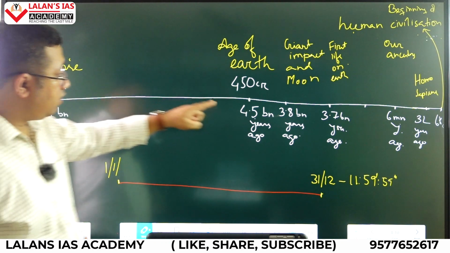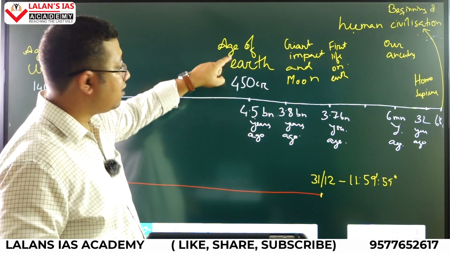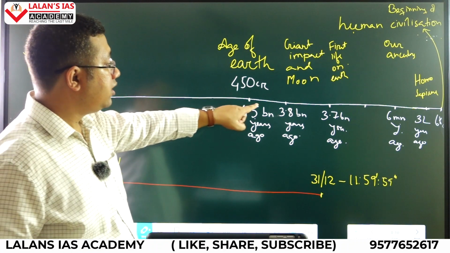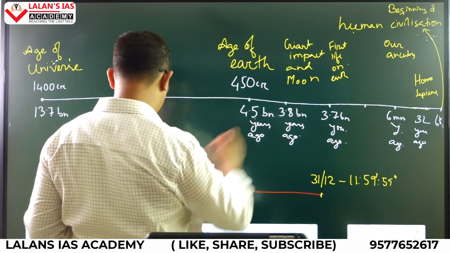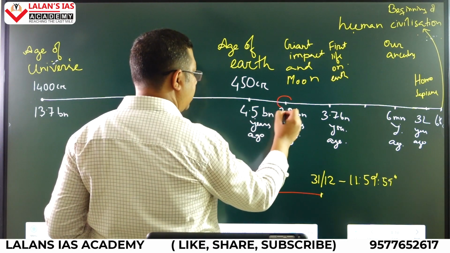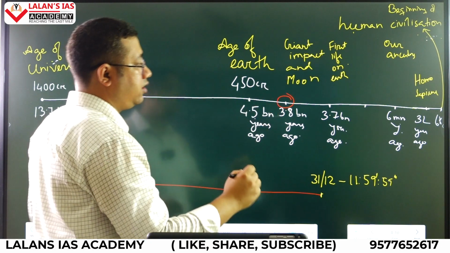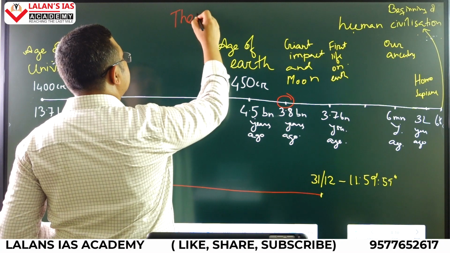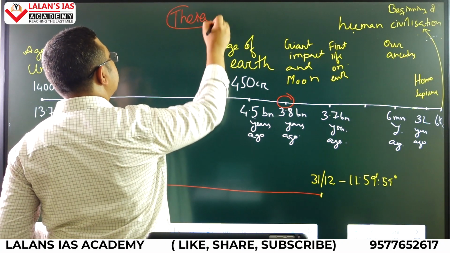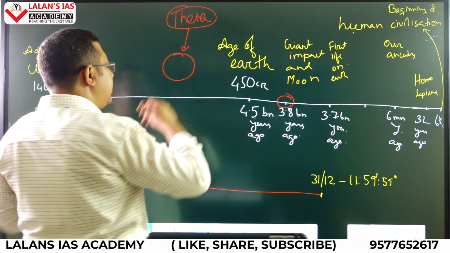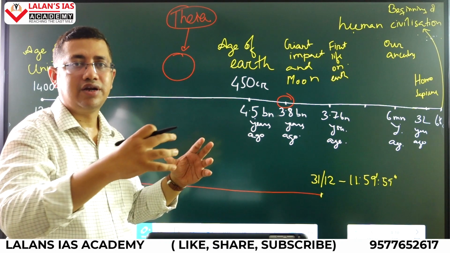So roughly around 4.5 billion years ago, Earth was formed. This was the Big Bang event. Then Earth was formed. Then at this moment, what happened? The giant impact. There was supposed to be a small planet here. It hit Earth, and then the Earth-Moon system was created.